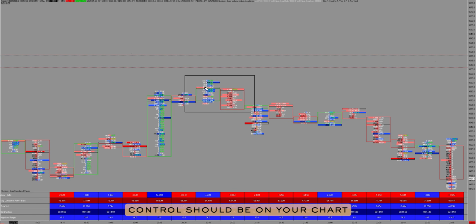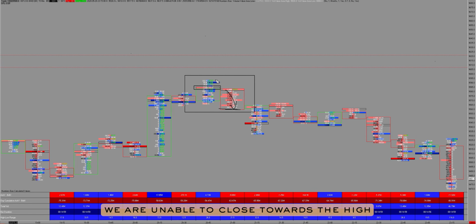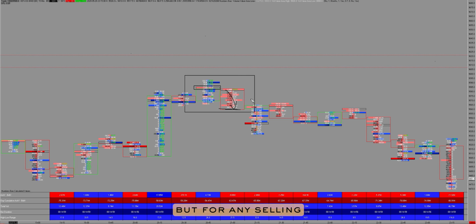Now remember, your point of control should be on your chart, closing below the point of control. The next candle that comes in, sellers completely show control, right? They're able to close towards the low end of volume. They're able to push this candle down, okay? For the progress and effort that is taken to move price up, we are unable to close towards a high, but for any selling that comes into the market, we're able to push price down.